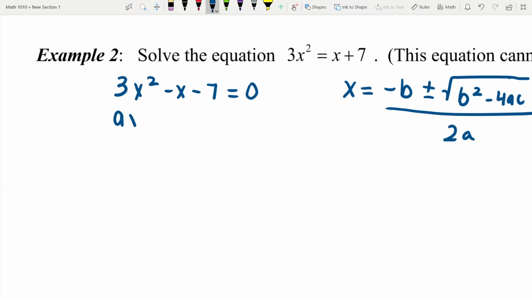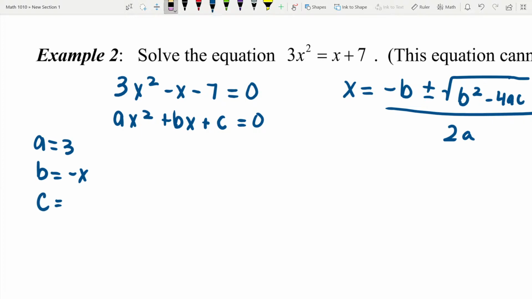Underneath that, I want you to write ax to the second plus bx plus c equals 0. The a is in front of the x to the second. It's a 3. The b is in front of the x. It's a negative 1. The c is at the end. Oh, negative 1. I wrote negative x. The c is at the end. It's a negative 7. Okay, everybody write x equals. Negative b means take your b and change the sign. So the negative 1 goes to a positive 1. Plus or minus the square root.